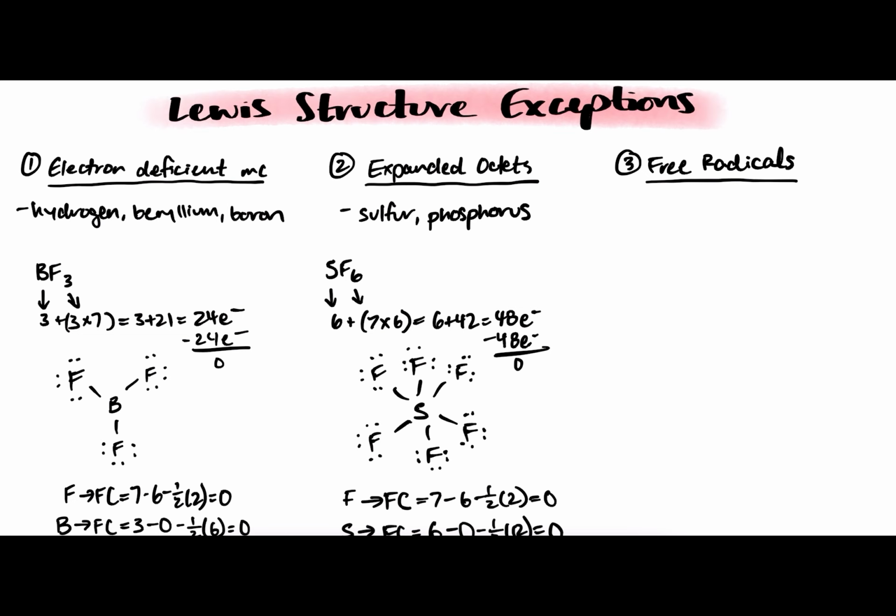Lastly, we have free radicals. One common atom that you might see having a free radical is nitrogen, and we'll be using that in our example of nitrogen dioxide. Now this one is a little bit trickier, but we'll go ahead and start it the same way. Nitrogen has 5 valence electrons. Oxygen has 6, and we have 2 of them.